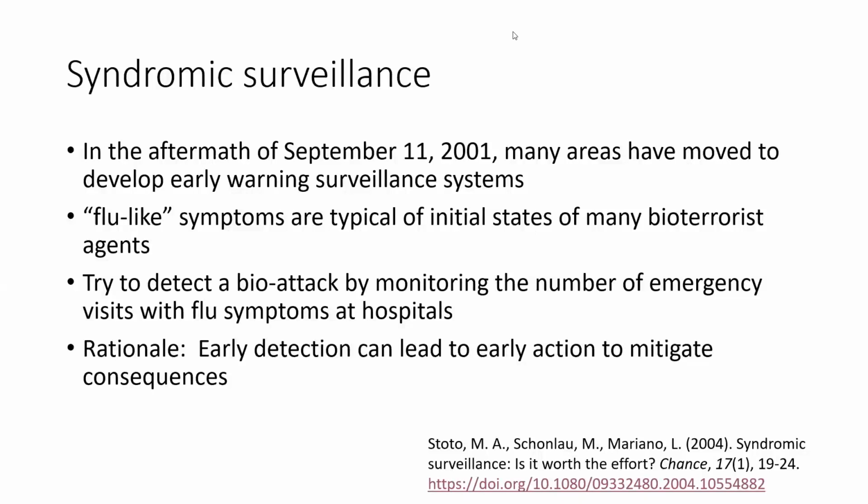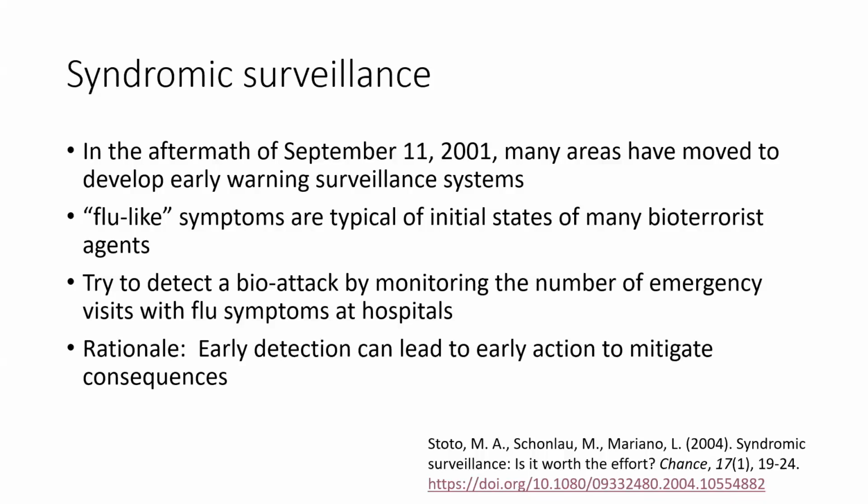We'll now look at another example of using control charts, and this is in the area of syndromic surveillance. In the aftermath of the terrorist attacks on September 11, 2001, people were worried about other kinds of terrorist attacks that might be bioterrorist agents, such that they would manifest themselves in flu-like symptoms in the initial stages.